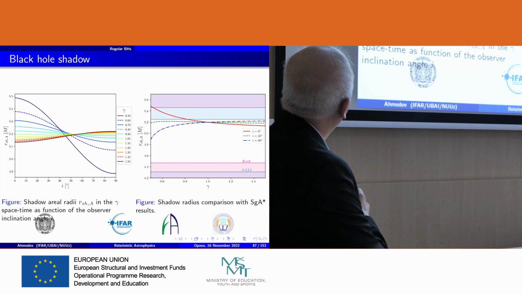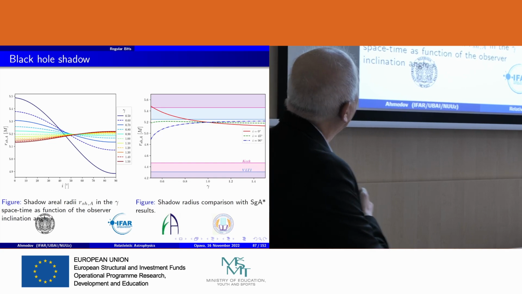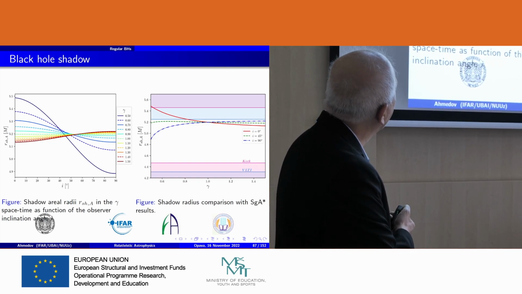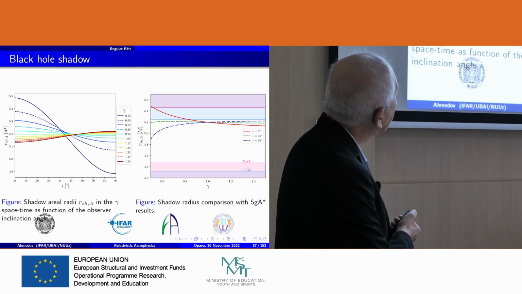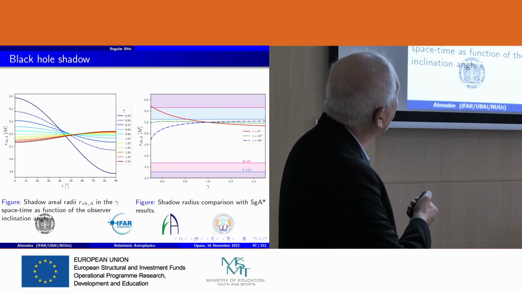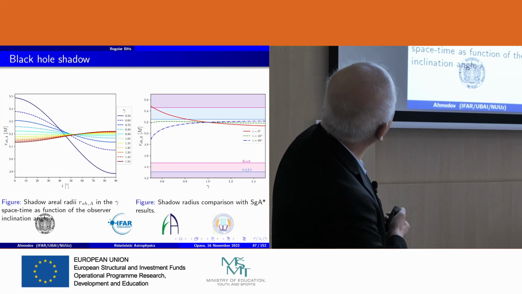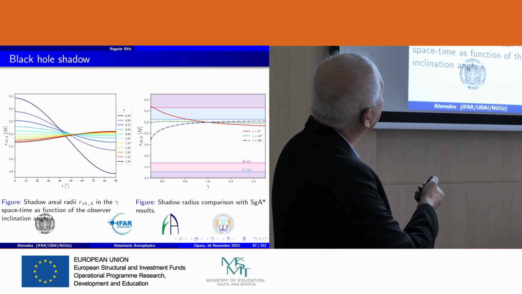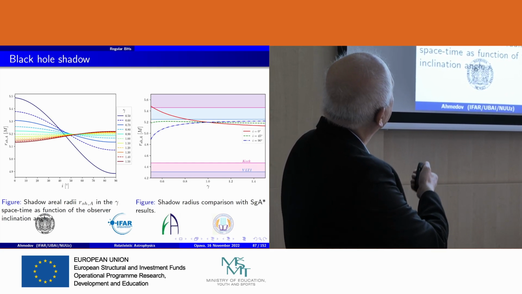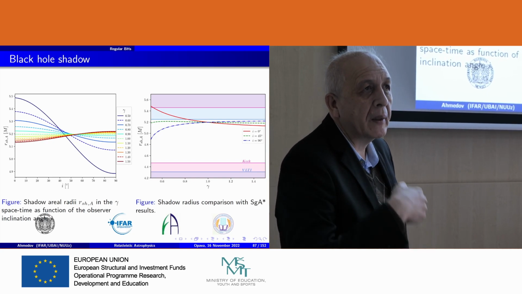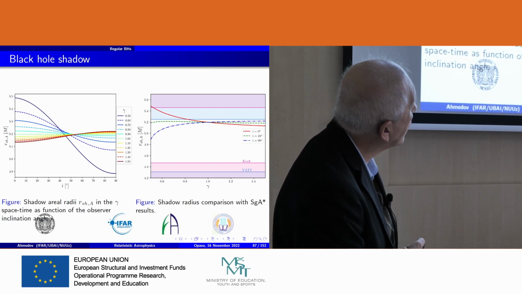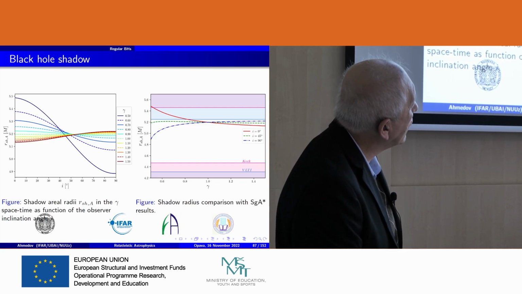So it is the radius. And then we see how this radius depends on the inclination angle here, you see? This is the inclination angle, and here it is the parameter gamma. So now you can see, the size of the black hole depends on the inclination angle, plus on the deformation parameter, which is responsible for the deformation, and comparison of the shadow results.